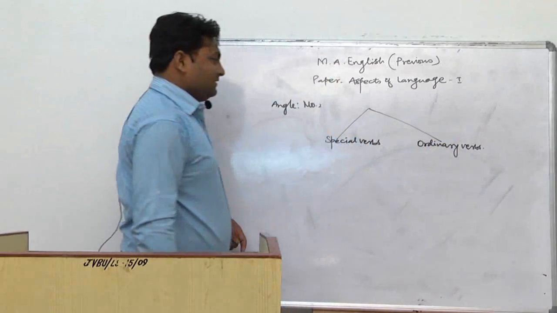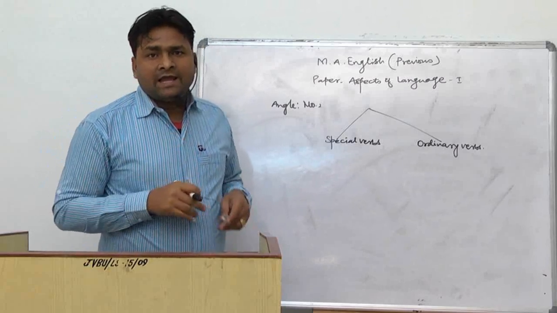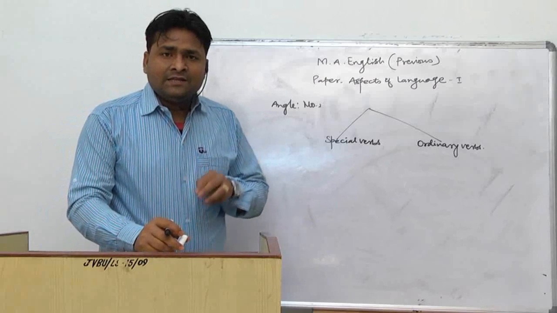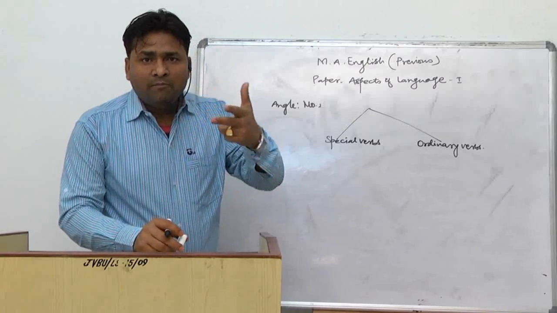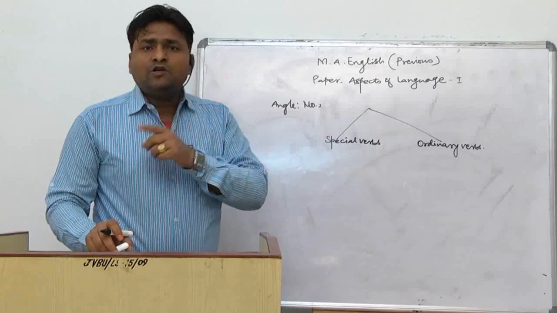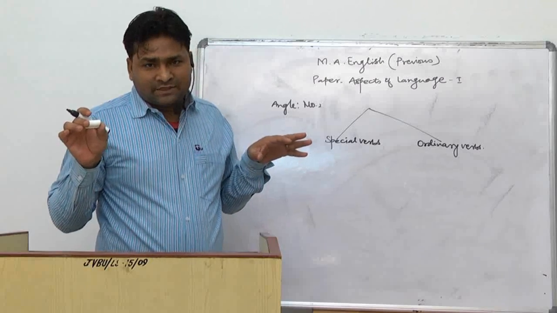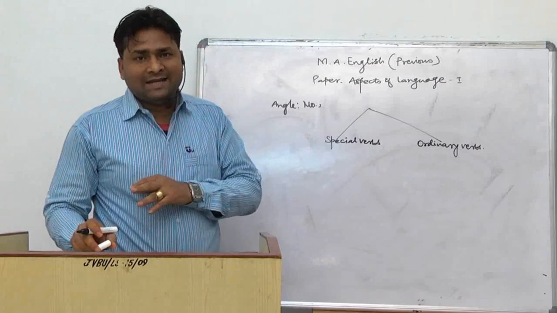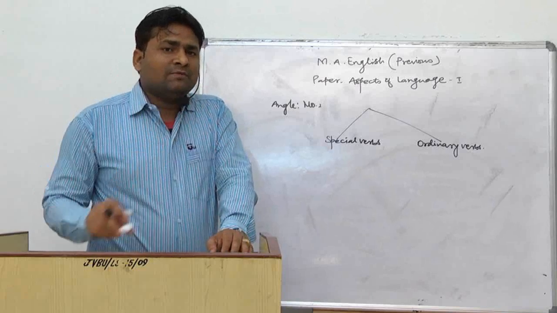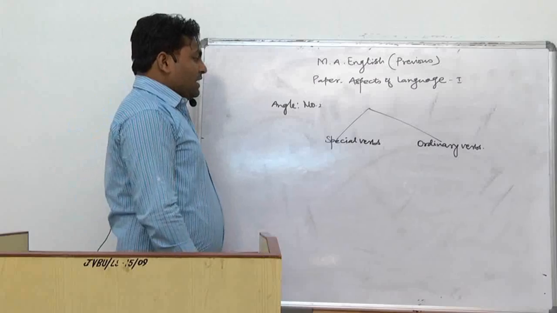Angle number 2. As you are aware, we have discussed angle number 1 already. Now we are coming to angle number 2, which is more comprehensive than angle number 1. This angle number 2 also will give you a very clear picture of the verbs, and you will be able to understand the verbs in a better way and use the verbs in a better way.